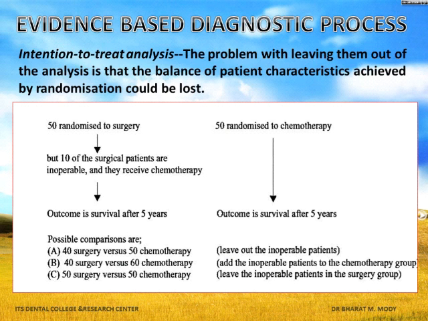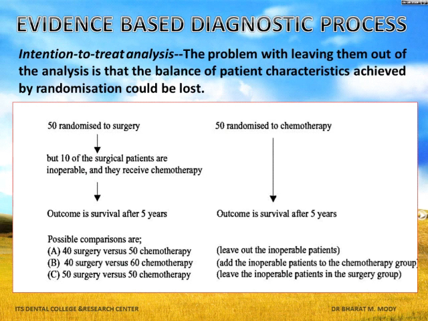Now there was a study done between a surgical group and a chemotherapy group for cancer, with a survival rate of 50%. Some people could not be operated on, so there were dropouts. So how do you handle this? Either you leave out the inoperable patients and do the study, add the inoperable patients to the chemotherapy group and then calculate, or leave the inoperable patients in the surgery group itself.